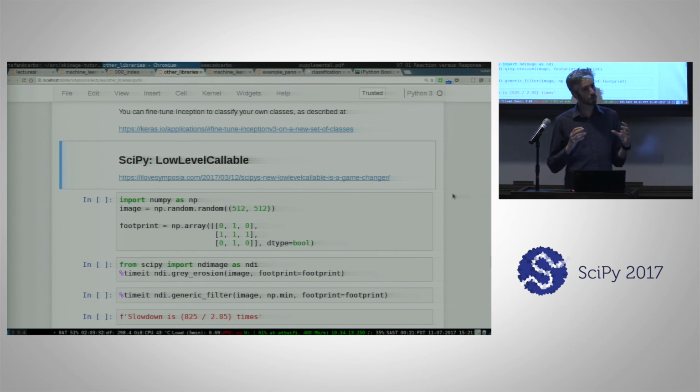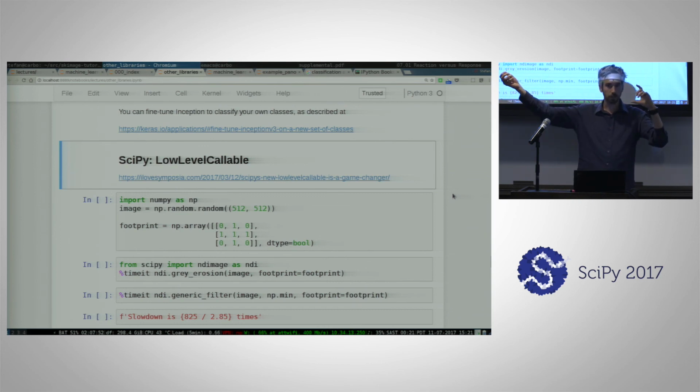Before, if you wanted to run, say for example, ndimage has a generic filter function. So you can call generic filter on your image. It's got a sliding window that moves across your image, and at each position, it calls a Python function and takes the result and forms a new image. So at each window position, you have to execute that Python function, which is incredibly slow.